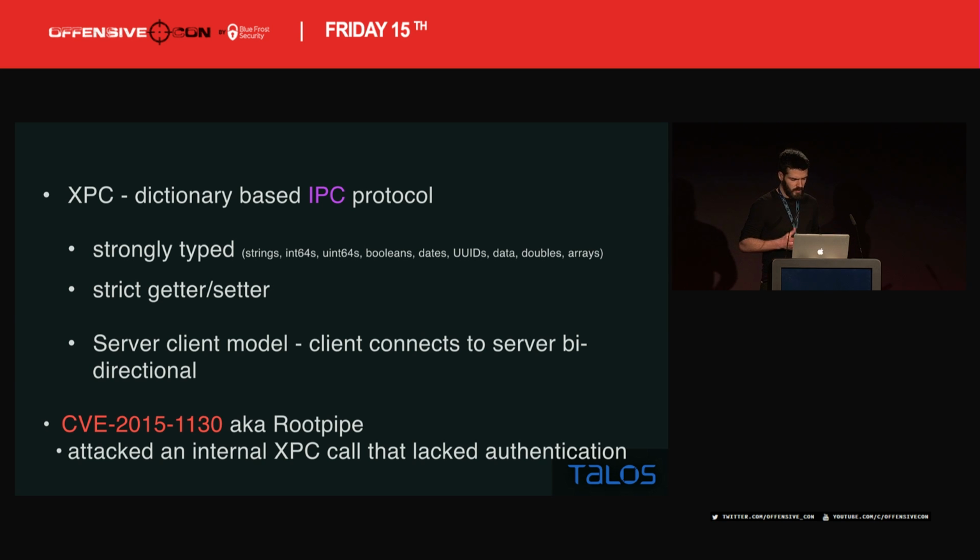So you would connect with them via Apple's provided APIs and send information to them. So at the bottom here is rootpipe. In 2015, it was very, very popular. It attacked an internal XPC mechanism, an OSX internal mechanism, and it had no authentication whatsoever, meaning anybody can connect to this call, and it took arbitrary data and executed it. And so remember that, because it's going to be very similar to what we're going to look at in a few minutes.